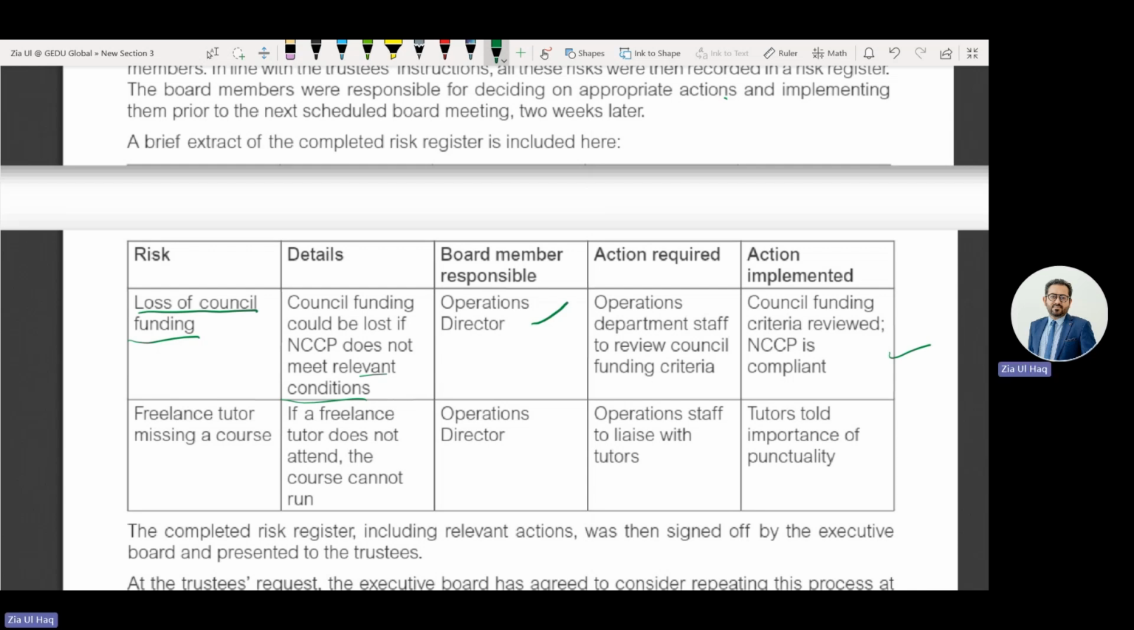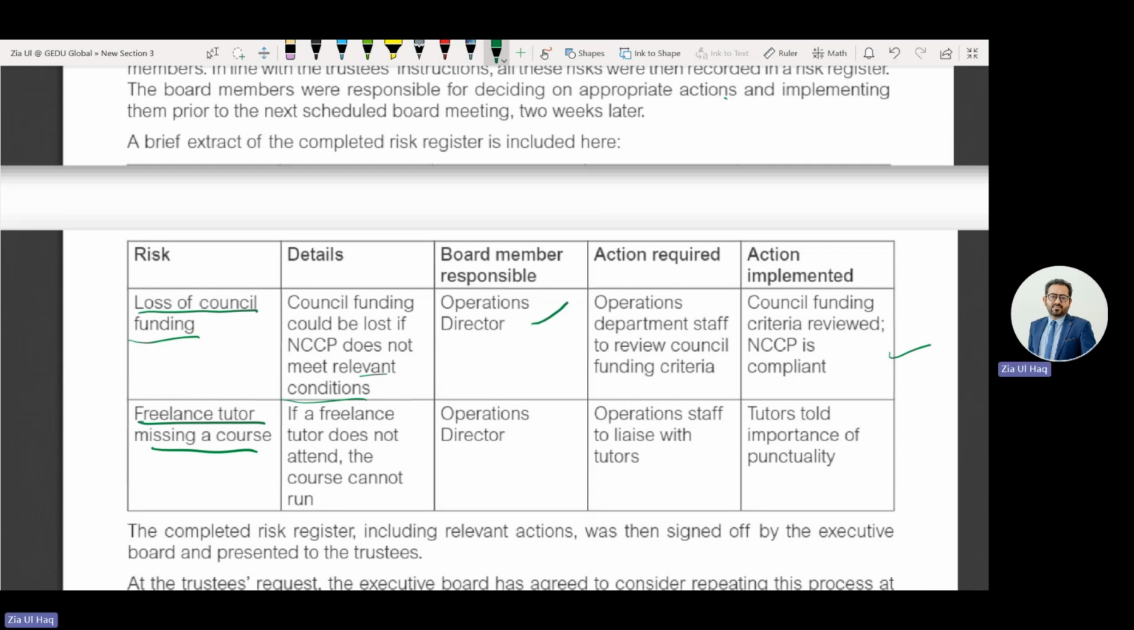Second risk is about a freelance tutor missing a course. How can they miss a course? If they arranged a class on any day and a freelance tutor didn't turn up, he couldn't reach to attend the class, or he didn't bother to attend the class. So detail: if a freelance tutor does not attend, the course cannot run.